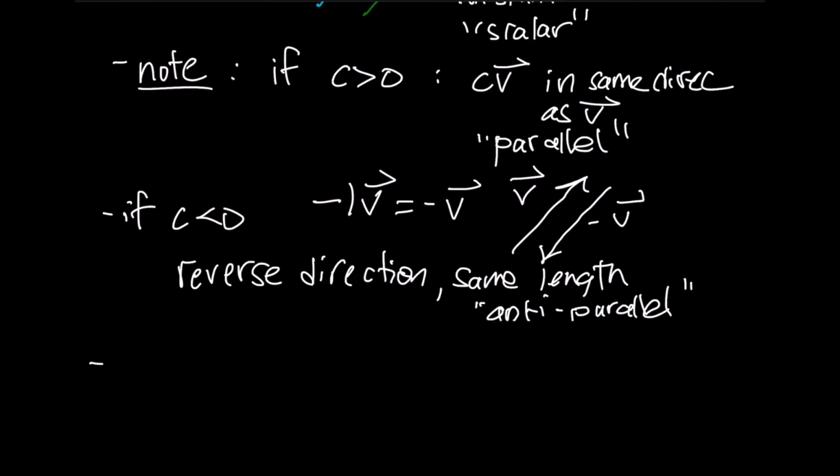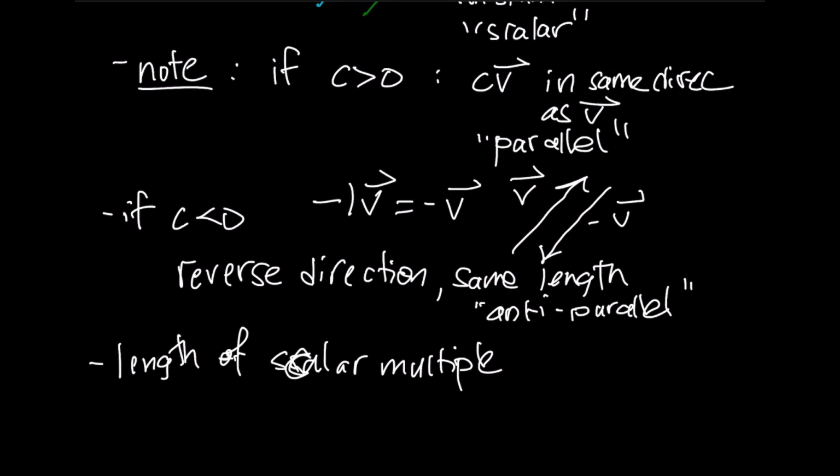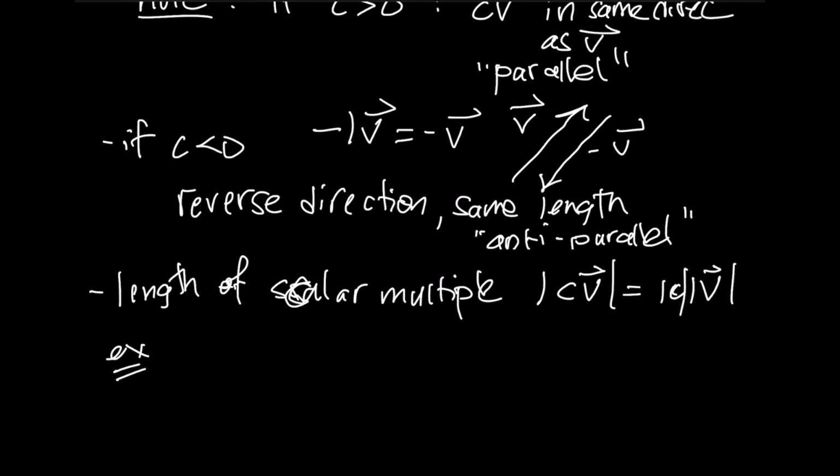Now, the length of a scalar multiple, let's say c times some v, is just going to be the length of the original vector times that scaling factor. But we are going to be a little bit careful, and we're going to put an absolute value here. Because, for example, if I say what's the length of 2v, we're just going to take it to be twice the length of the vector v.